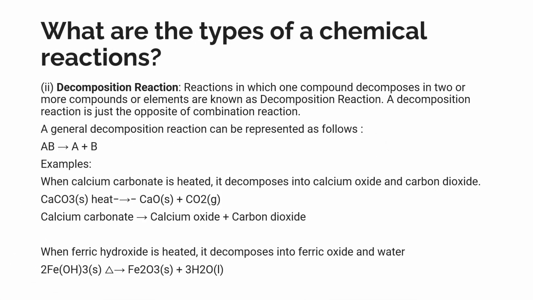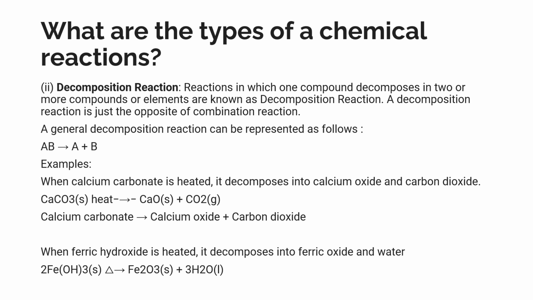The second type of chemical reaction is decomposition reaction. The reaction in which one compound decomposes into two or more compounds or elements is known as a decomposition reaction. A decomposition reaction is just the opposite of a combination reaction. A general decomposition reaction can be represented as follows: AB gives A plus B.